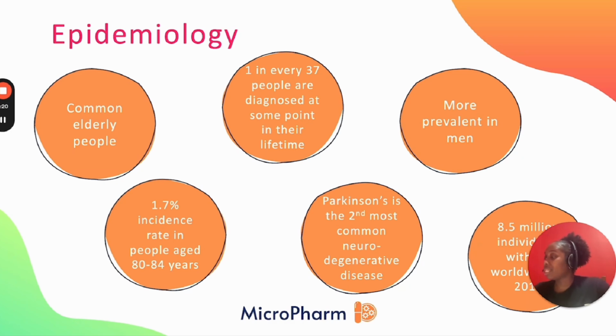Currently, Parkinson's disease is the second most common neurodegenerative disease after Alzheimer's, and about 1 in 37 people are diagnosed at some point in their lifetime. So as an example, in 2019, there were about 8.5 million individuals with PD worldwide. It's more prevalent in men compared to women, who are about 1.5 times more likely to have Parkinson's disease than women.